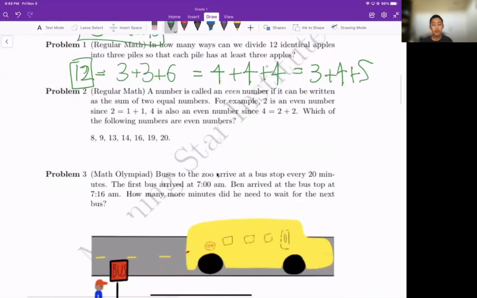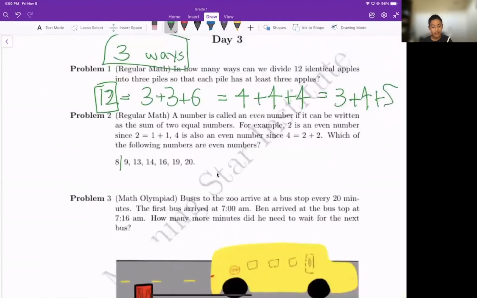Problem 2, it says a number is called an even number if it can be written as a sum of 2 equal numbers. For example, 2 is an even number since 2 equals 1 plus 1. Which of the following numbers are even numbers? The first number is 8, and 8 is an even number because 8 can be written as 4 plus 4. The following 9 cannot be written as 2 equal numbers. 13 also cannot, but 14 can. So 14 equals 7 plus 7.